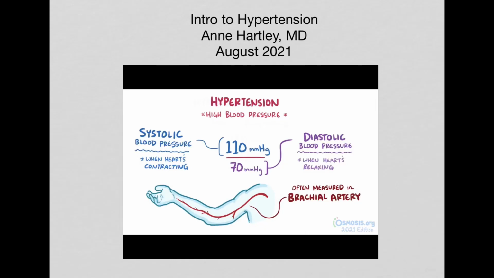So now I'm going to talk a little bit about hypertension. Hypertension is high blood pressure in the arteries, and it is typically measured in the brachial artery in the arm and is represented by two numbers. One, the systolic blood pressure, which is measured when the heart's contracting, and the bottom number, which is the diastolic blood pressure, which is measured when the heart is in diastole.